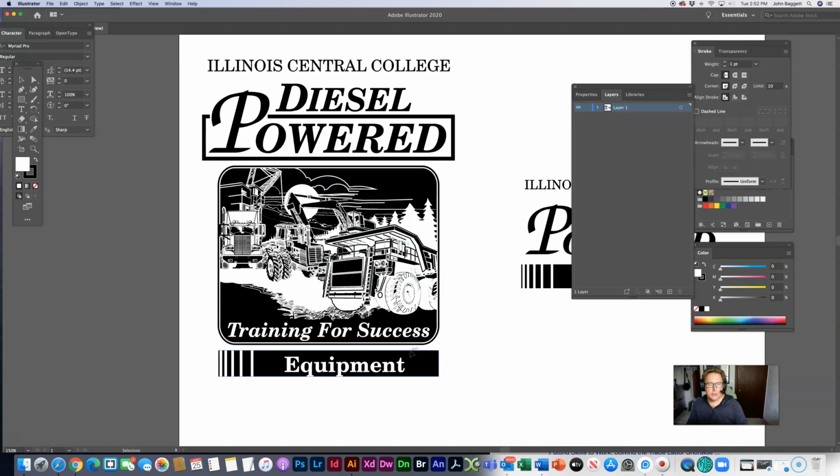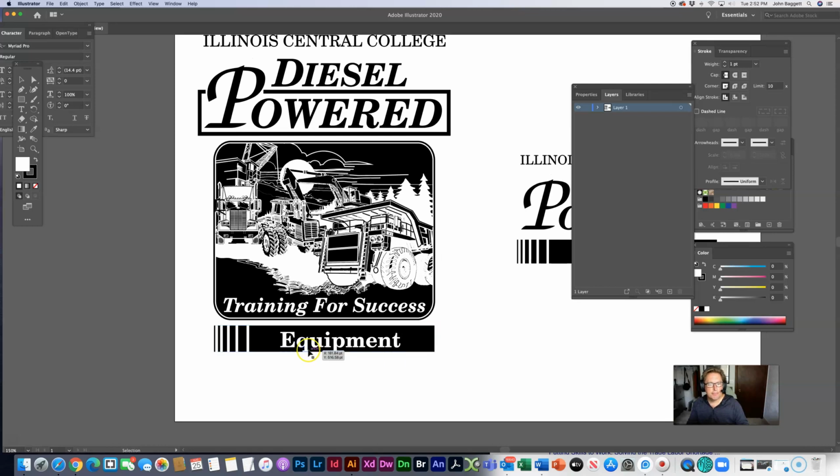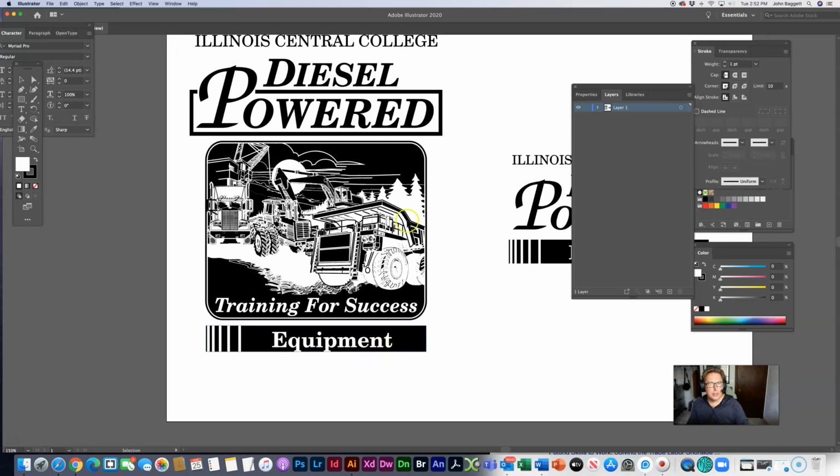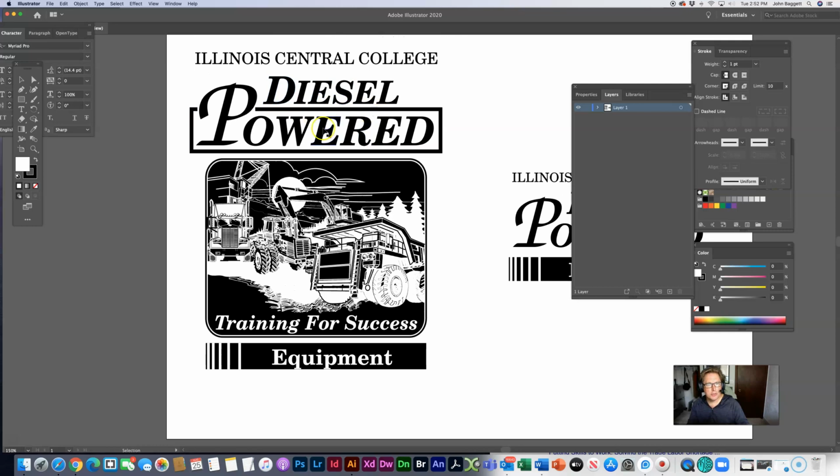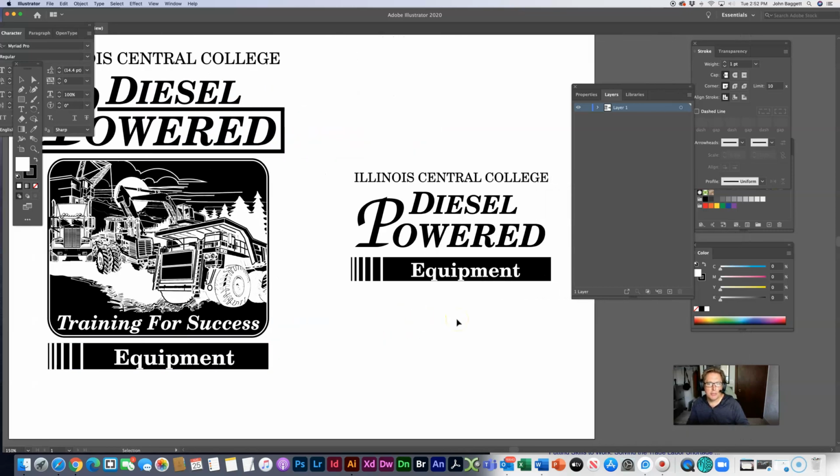Training for success is their motto. And Illinois Central College Diesel Power Equipment is what their logo indicates. So they've left out the word technology. That's actually kind of an interesting component to it. It might deserve exploration, seeing as how their current logo wordage is a little bit off.